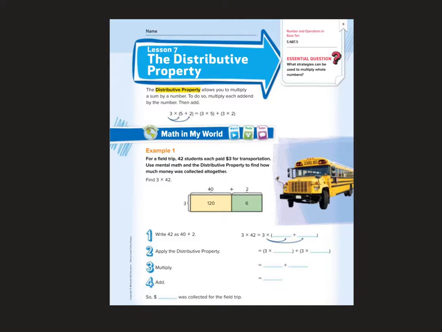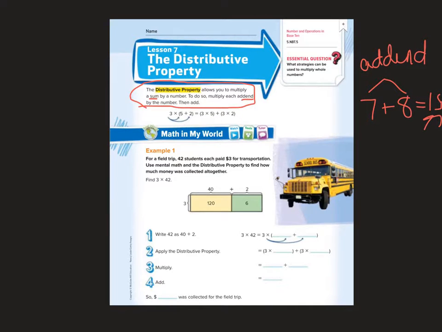So this, please write it into your notebook. The distributive property allows you to multiply a sum, which is the answer to an addition problem, by a number. To do so, multiply each addend. Remember, that's the numbers we added together. These are both addends. And the answer is the sum. Answer to an addition problem is the sum.